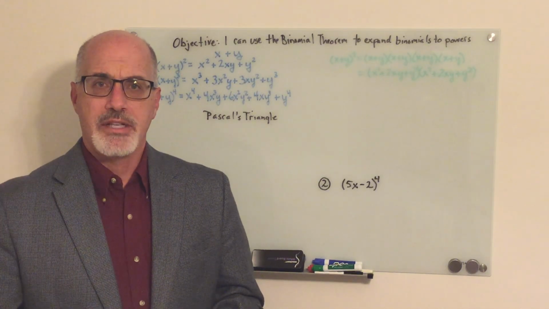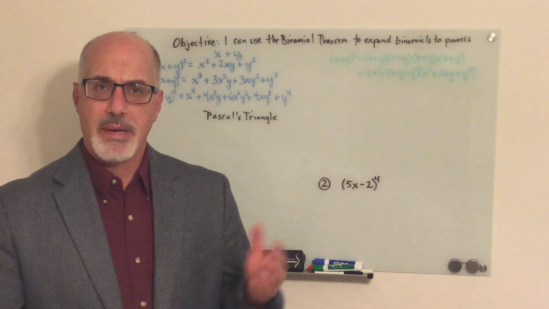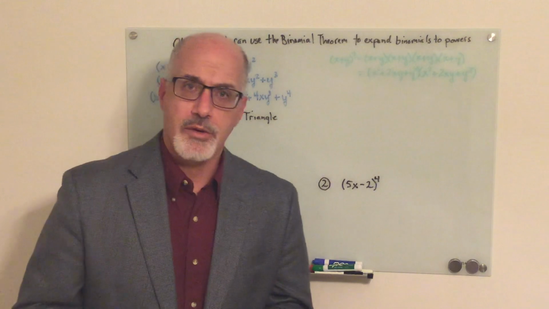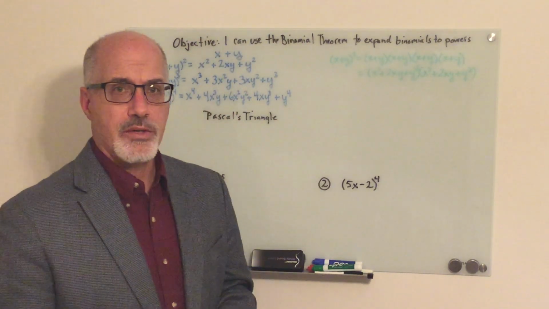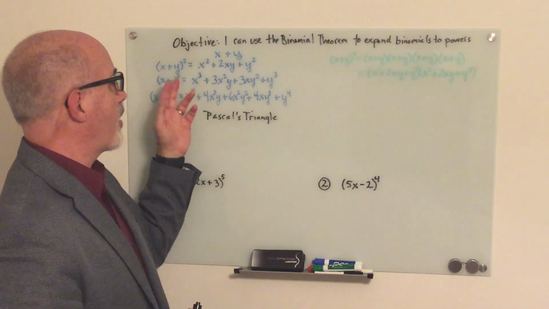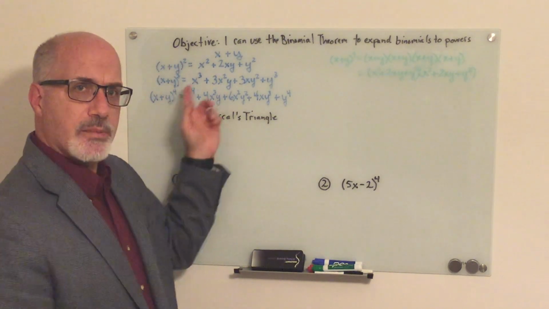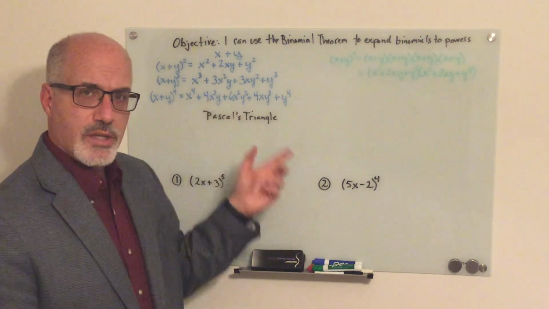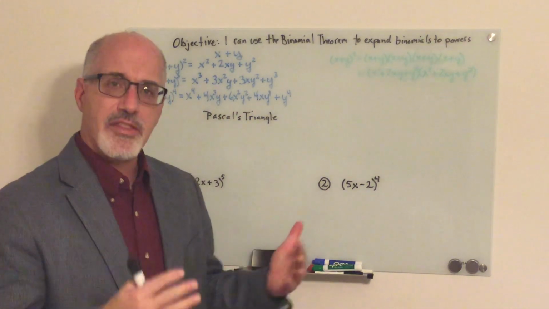This lesson is about expanding binomials to powers. Our objective is to use the binomial theorem to expand binomials to powers. What I want you to see is that when we look at binomials to a power, like x plus y squared, x plus y cubed, x plus y to the fourth power, this is the result that we get. But how do we get there?